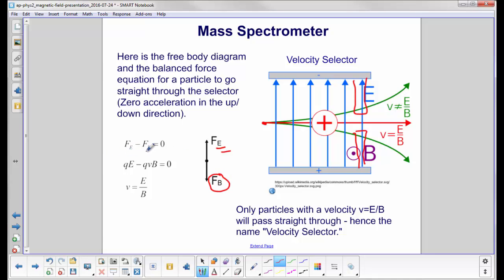So I have Fe minus Fb equals 0, because I typically take up as positive. The force on a charge is just QE due to the electric field, and it's QVB due to the magnetic field, as long as B is perpendicular to the velocity, which it is, because the velocity is in this plane, and the magnetic field is coming out of the board. Do a little quick algebra, and I find that the only particles that will go straight through and not be deflected are particles with the velocity that equals the magnitude of the electric field divided by the magnitude of the magnetic field. And you can tune both of these parameters. That's where we get the name velocity selector. These two fields will select only particles with the velocity we're looking for to come straight through.